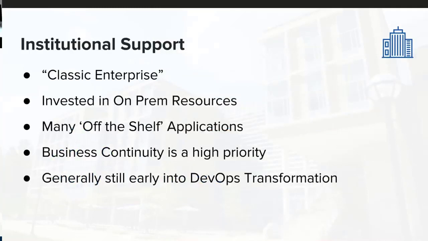First, let's tackle institutional support. This is your classic enterprise business of education. They tend to be heavily invested in on-prem resources. Generally, virtualization is going to be VMware or something like that. They host many off-the-shelf applications, and they're charged with managing them. A lot of those are essential services, like login services, Active Directory, and printing, that are critical to the entire institution. So HA and business continuity is a critical function of all that.